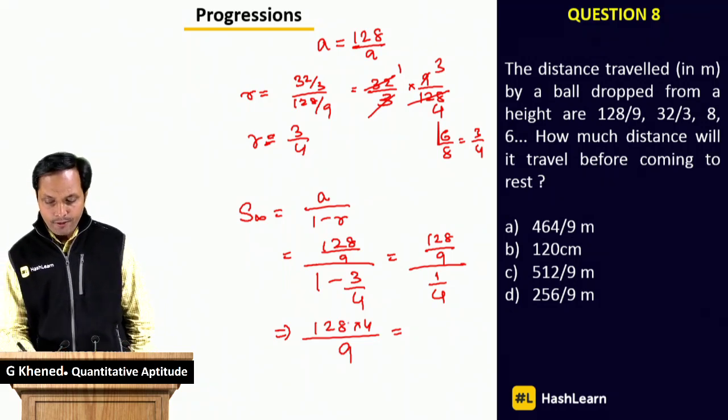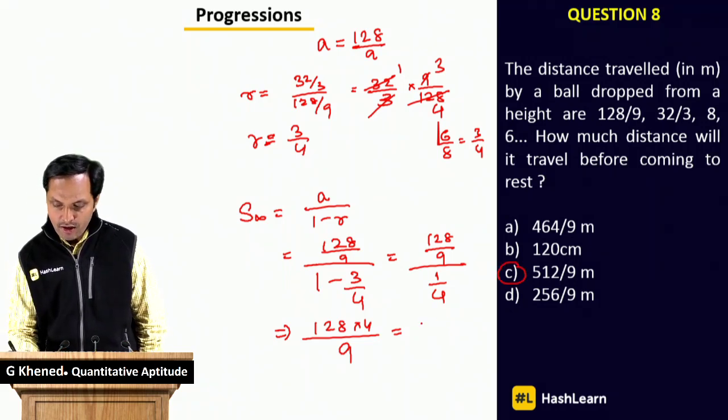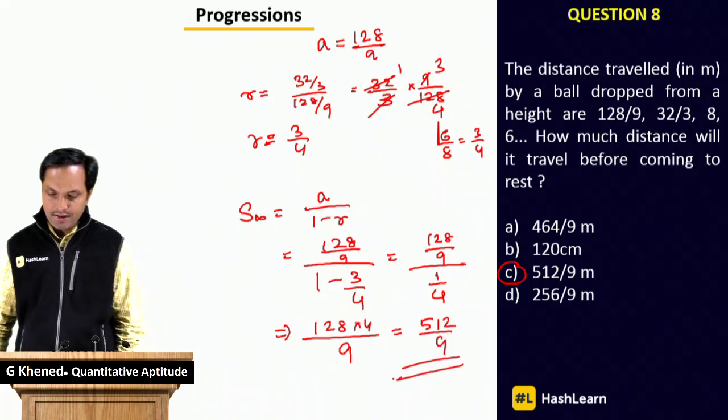8 threes are 24, 8 fours are 32. That is option C. 512 by 9 is the answer.